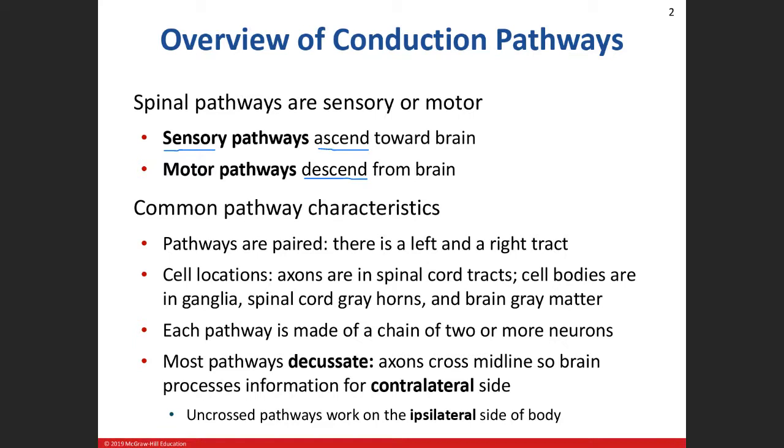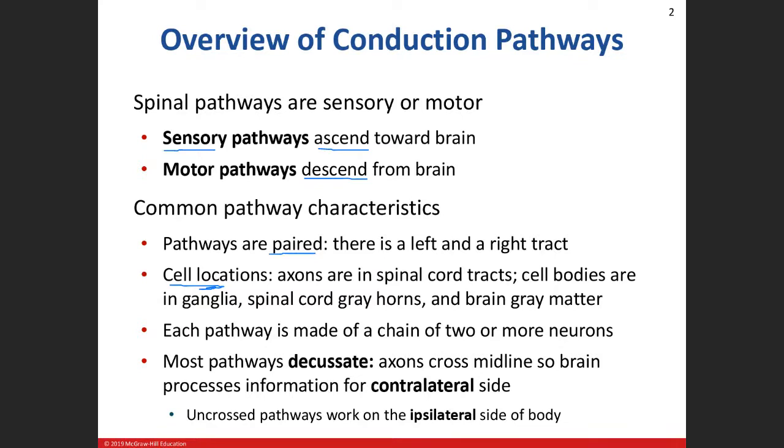So some of the characteristics of conduction pathways are, they are paired, which means you have one on the left side of the body and one on the right side of the body. And you also need to understand where these cells are located, because this is where those terms come into play when we talk about nuclei and tracts in the central nervous system. And then in the peripheral nervous system, we call the same things something different. We call them ganglia and we call them axons.